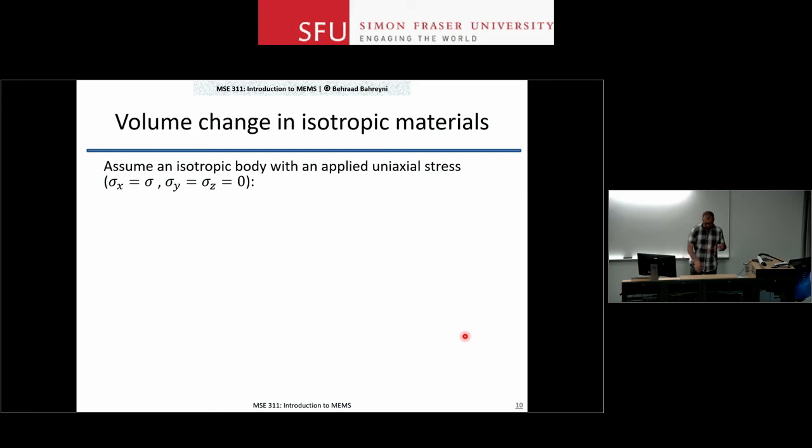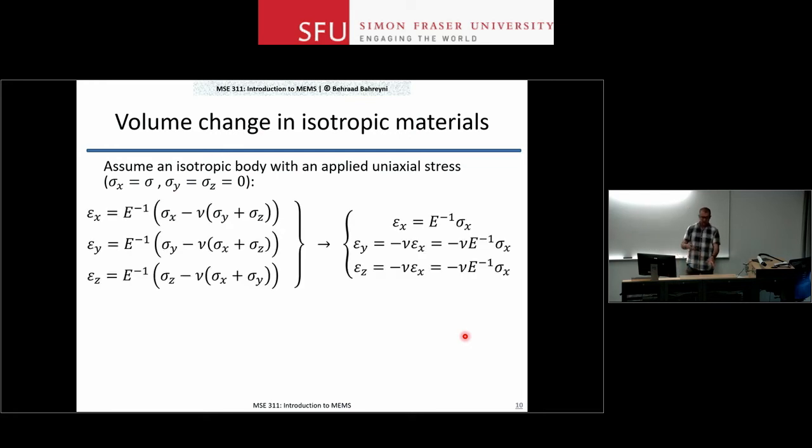Now, let's look at another situation, another way to take advantage of what we learned so far. So let's assume that we have applied a uniaxial stress to an object. So we just have sigma x equal to some value, and the values of sigma y and sigma z are 0. And we want to figure out how much the volume of that piece of material changes. So once again, you can go back to the matrix format that we had before, and just plug in the values for sigma x, sigma y, and sigma z.